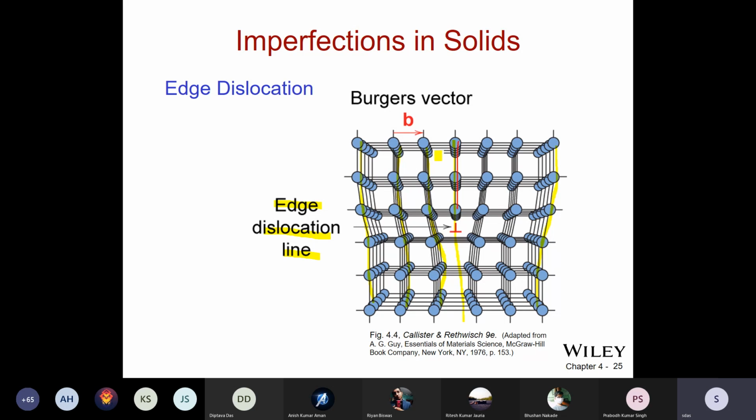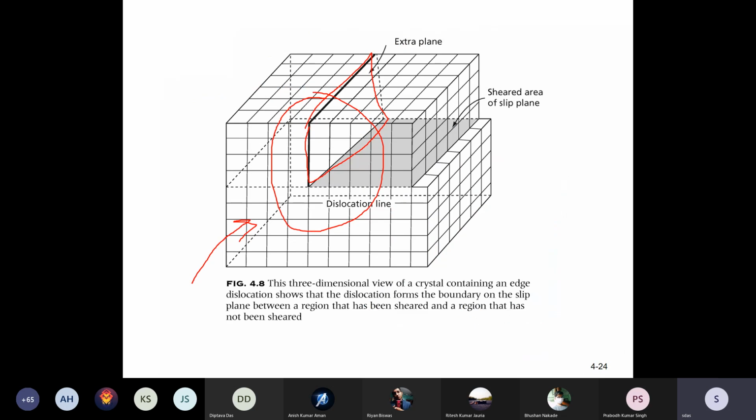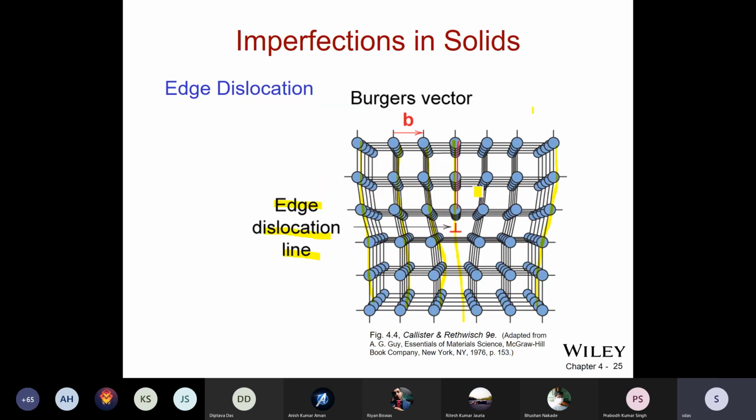Anybody has any query? Sir, in this image, where is the slip region? This is the plane. I am looking at only this region, only a few atoms thick along this line. How do they look? I am looking from this arrow, this line, this plane, bold plane. How do they look? This is what we are looking at.